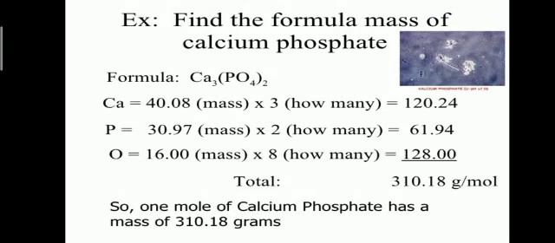Similarly, phosphorus. The phosphorus has the mass of 30.97, round about 31. And its subscript is 2. So we will multiply it with 2. Oxygen has mass of 16 and the subscript of 8, that is 4 multiplied by 2, which is equal to 8. So 16 multiplied by 8 is equal to 128. We will take the sum of all these masses and the total mass of calcium phosphate is 310.18 grams.